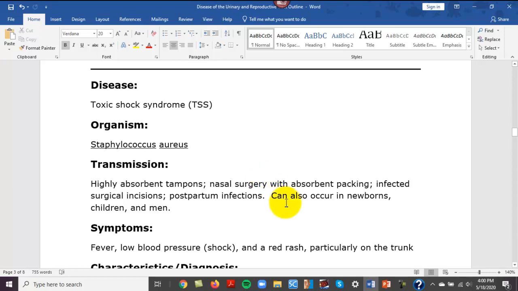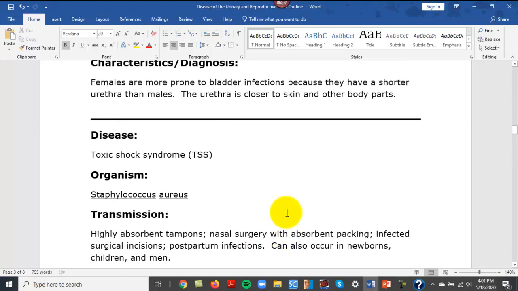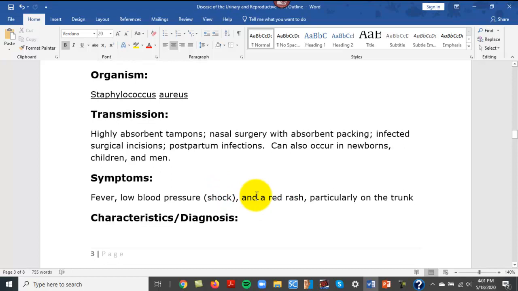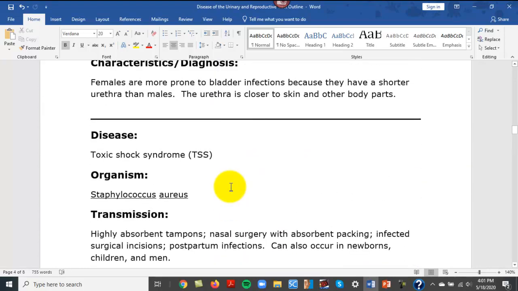There are all kinds of reasons. It says postpartum infections, highly absorbent tampons, meaning people were leaving them in for long periods. It can occur in newborns, children, and men as well. Symptoms are fever, low blood pressure, shock, and a red rash. This is pretty bad. The shock is a combination of heart rate decreasing along with vessels dilating. It's almost like fainting in a way. Of course, a person can die of shock. There are all kinds of different shock, and there are times when somebody needs blood transfusions for that kind of thing. All right, that was pretty quick.